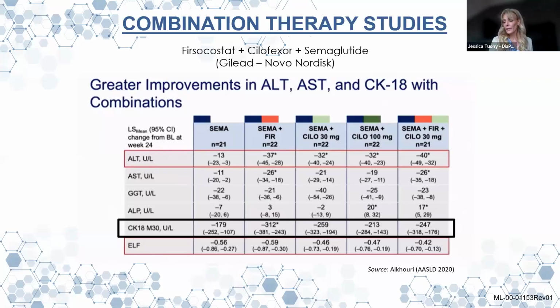And what that means for drug developers is that they will have to show that their drug has an added beneficial effect on MASH in these patients that are on semaglutide. Firsocostat and cilofexor have very different mechanisms of action than semaglutide. And what you can see here is that there were greater improvements in CK18, along with some of the other biomarkers in the combination treatment arm as compared to the semaglutide monotherapy arm. And this indicates that CK18 could be a suitable biomarker for combination trials or for trials with non-naive patients, so patients that are already on a drug for the treatment of MASH.